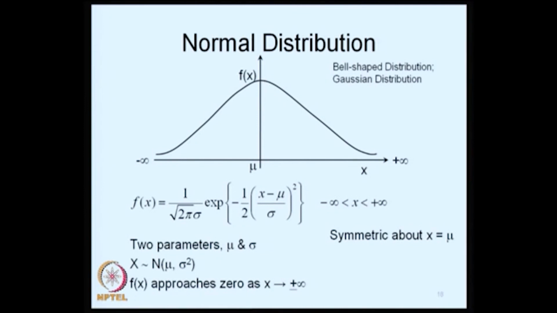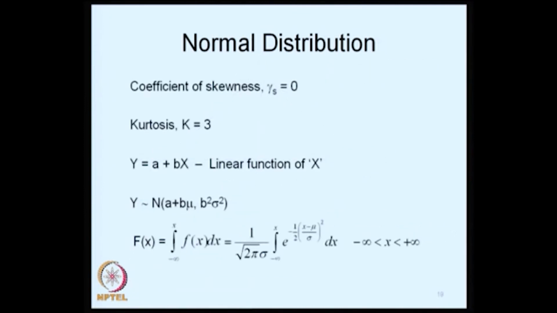Then there are other interesting properties of normal distribution. Because it is perfectly symmetrical, you have gamma s, which is the coefficient of skewness, to be 0. Recall that if it is a symmetric distribution, you get gamma s as 0. So, normal distribution has a coefficient of skewness of 0, and kurtosis is actually defined with respect to normal distribution. So, kurtosis of the normal distribution is 3.